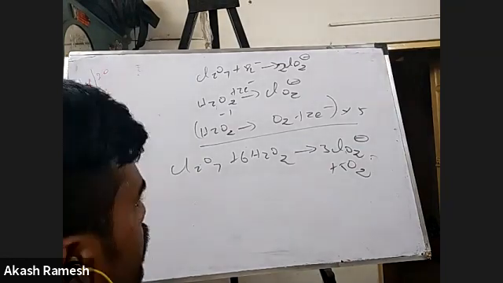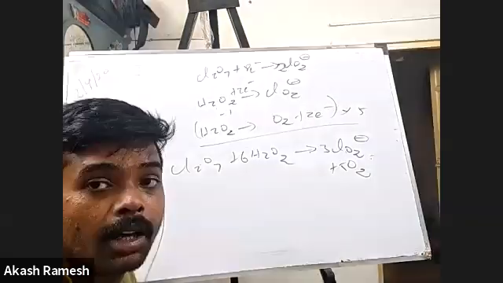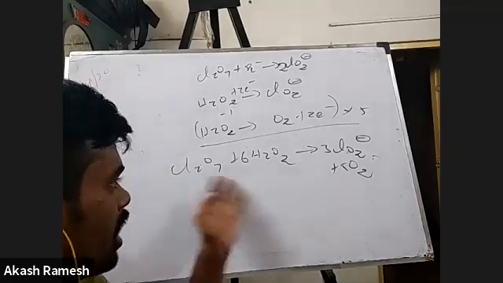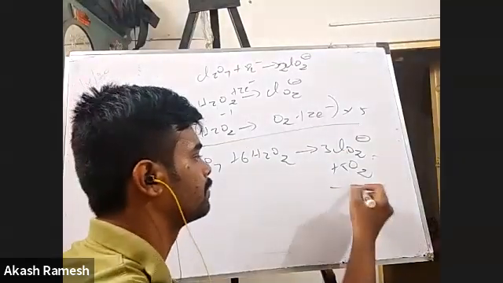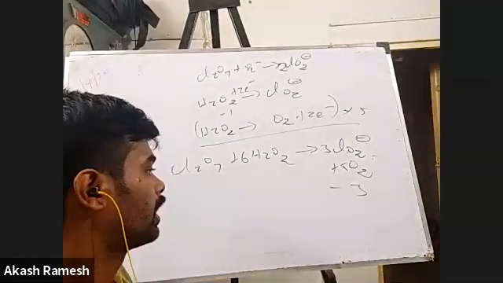Right? And obviously I have to go for charge balance. Did they give you any medium? Alkaline medium, sir. Okay. So there is no charge here. I have 3 minus 3, right? So I need to add OH minus.